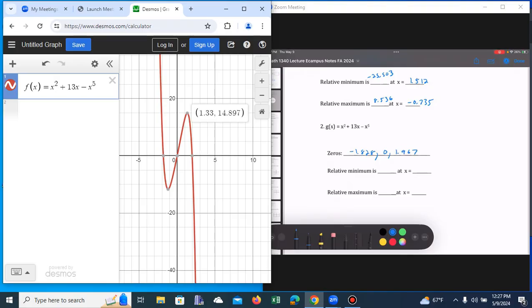Max is at 1.3. It has a value of 14.897. And our min is at negative 1.206. It has a value of negative 11.672.